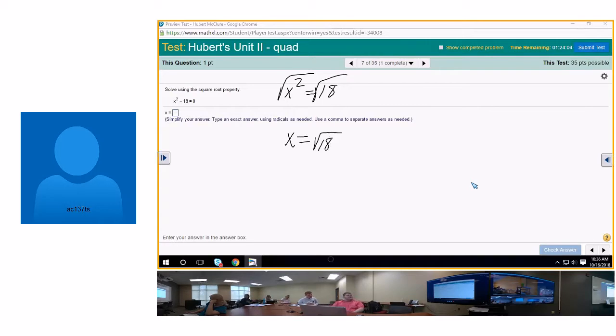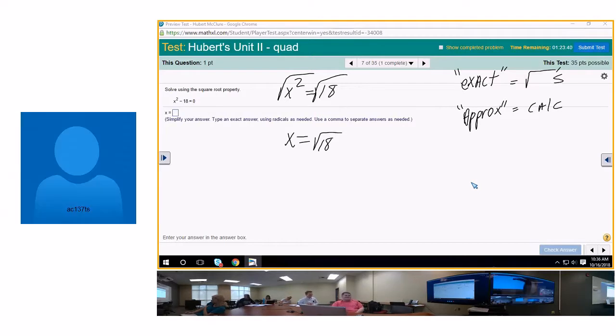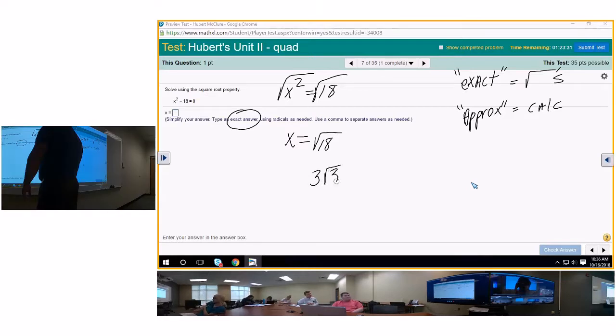Okay, remember, when you see the word exact in the solution, that means what? Radicals. If you see approximate, that means what? Calculator. Now, what did it say? Type is a what answer? Exact. So that means the square root of 9 times the square root of 2. Somebody check my math.